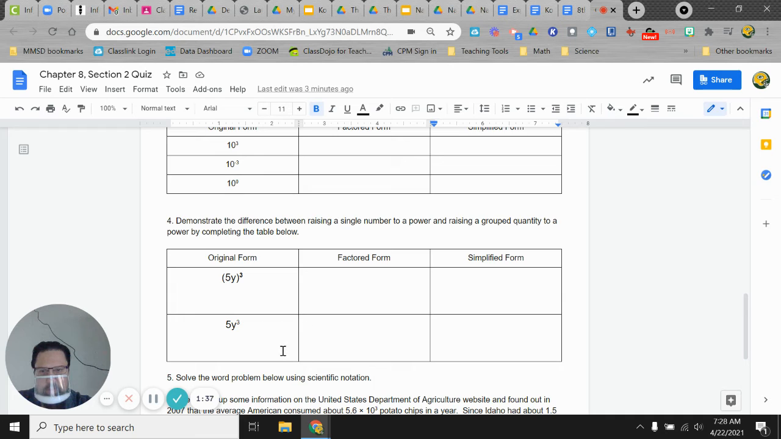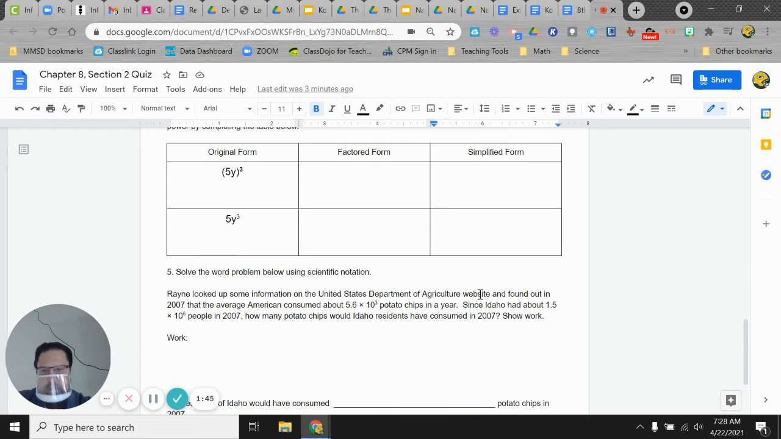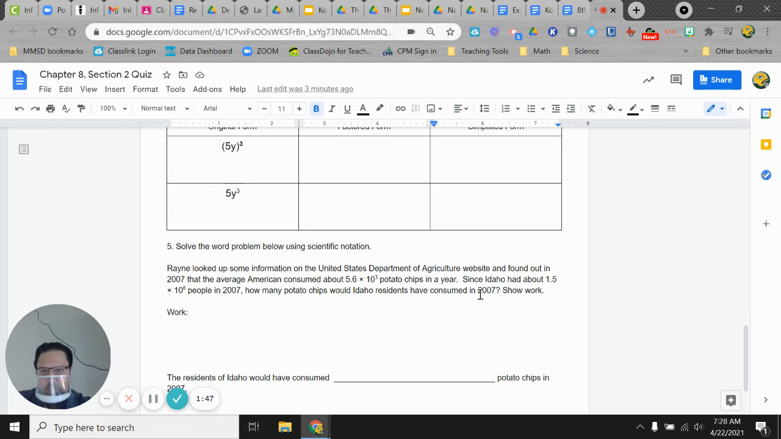So what is the difference between those two? How would they look in factored form? How would they look in simplified form? How are they different? The final problem is number 5, says solve the word problem below using scientific notation.